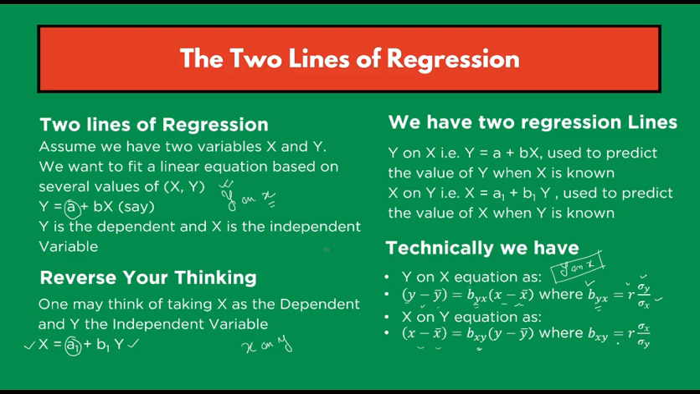So bxy is expressed as r sigma x by sigma y. So you see r sigma y by sigma x is changed to r sigma x by sigma y. This is the x on y equation. So this is how we have these equations. You have to keep this in mind when we go to further computation.